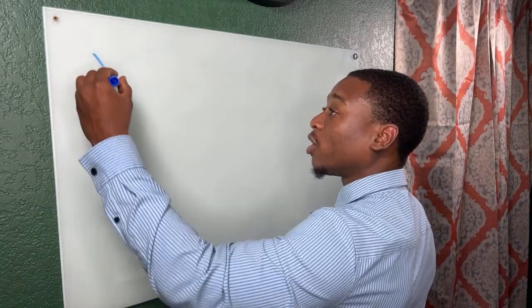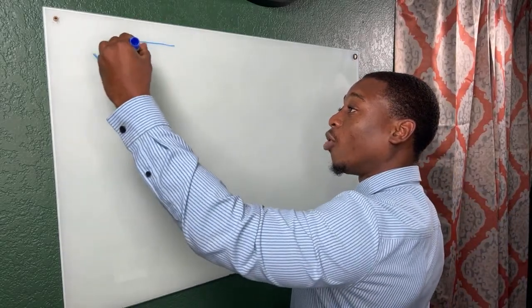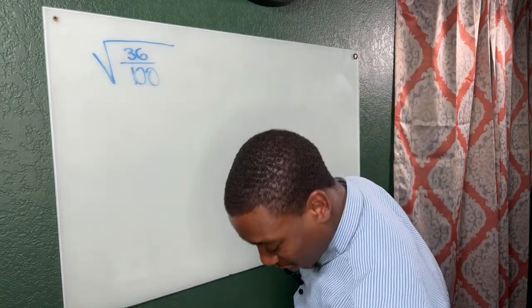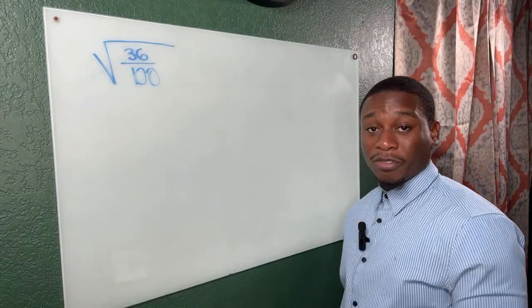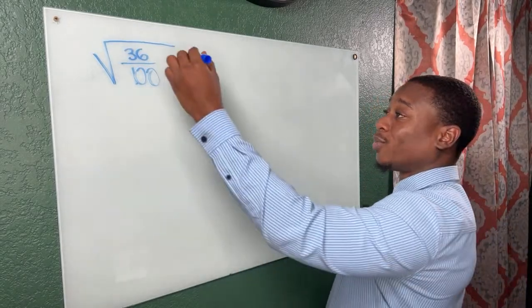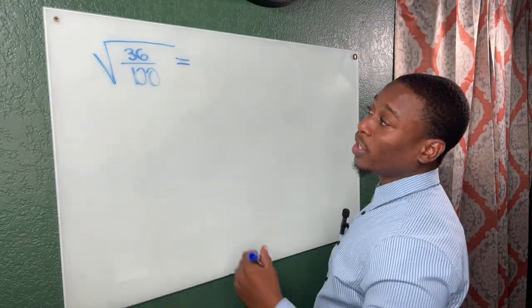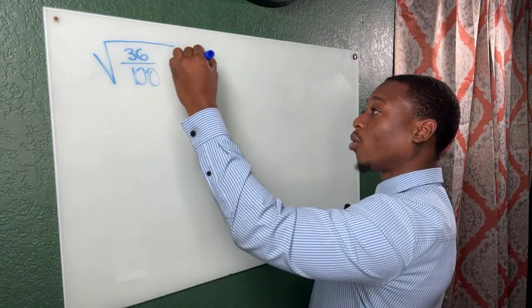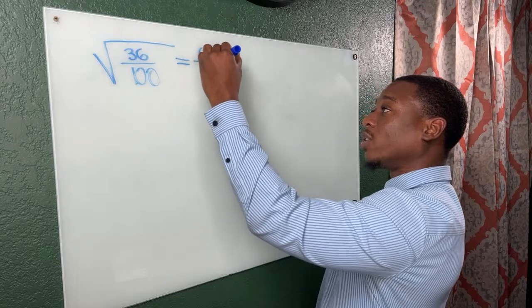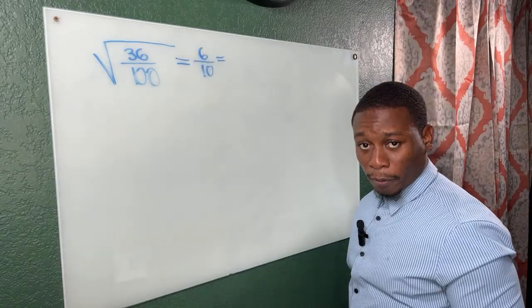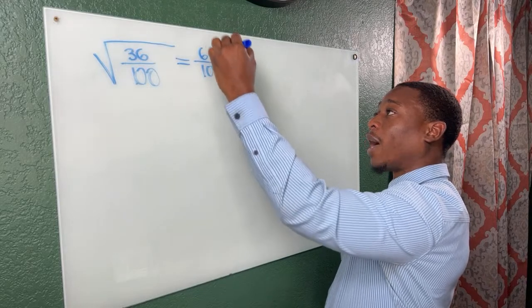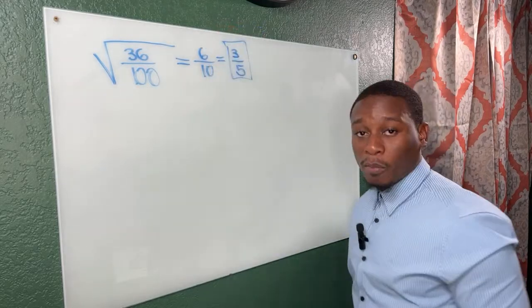So the first one is where they put the square root over the whole entire problem. Typically with this, if you can simplify, you will simplify where possible. Luckily for us, both of these are perfect squares. So the square root of 36 is 6, and the square root of 100 is 10. We could simplify this fraction more by dividing by 2 to get 3 over 5. So that's problem number 1.